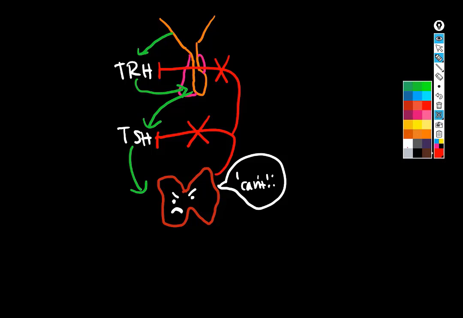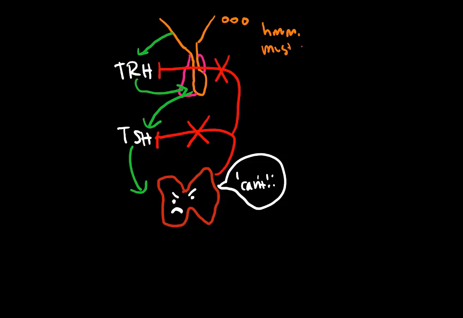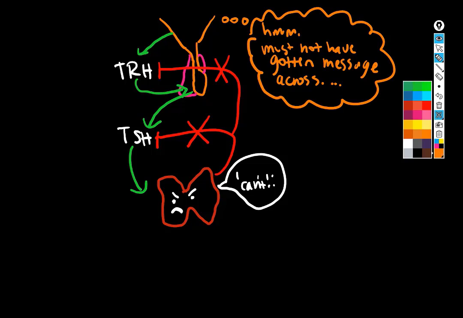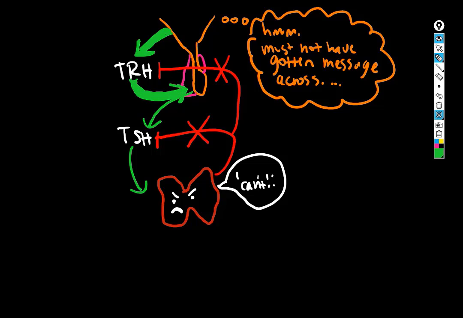So what that makes the hypothalamus think is, I must not have gotten the message across. I better release even more TRH. The pituitary is not affected by iodine amounts, it can still make hormone, so it makes a lot more TSH. And increases in TSH are going to further stimulate the thyroid gland. But the thyroid gland is like, again, I can't make that stuff. I don't have the ingredients. I'm trying.